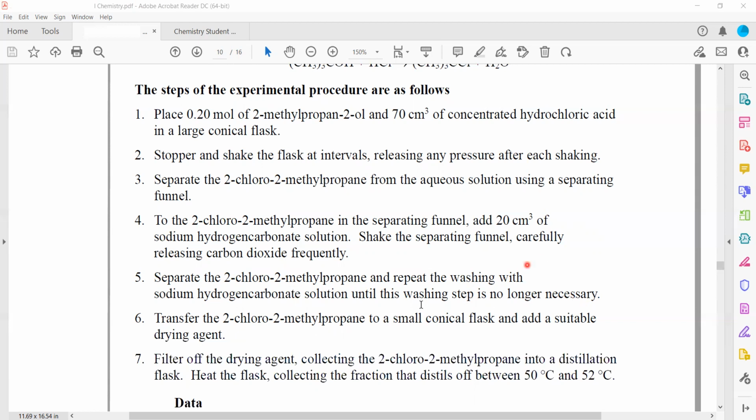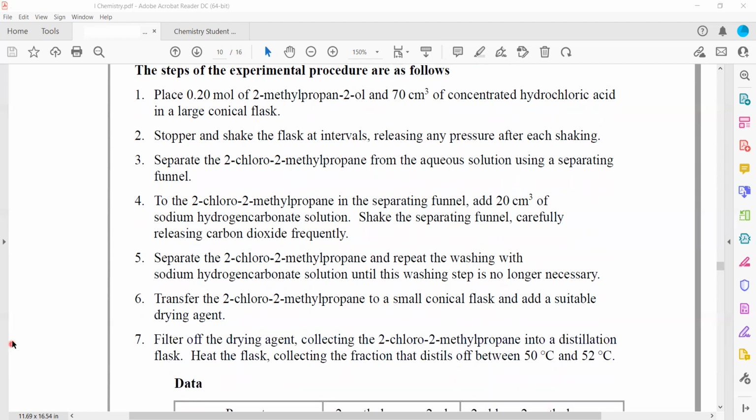So how will we make sure that this washing step is no longer necessary? If carbonate is not reacting with acid, there will be no more bubble formation. So once bubbles are not forming in the mixture, it means all of the acid has been neutralized by carbonate. Then we transfer 2-chloro-2-methylpropane into a small conical flask. We add a suitable drying agent. The drying agent is to remove any trace of water. So we can use sodium sulfate, silica gel or calcium sulfate.